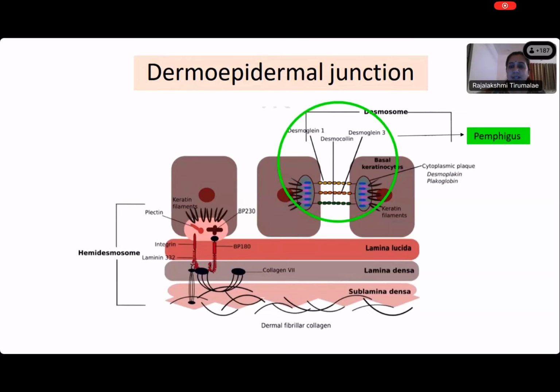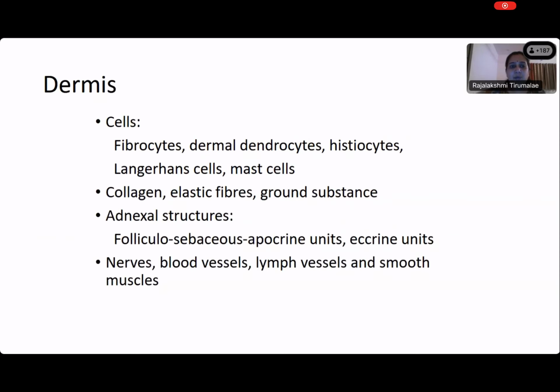So what is important for us? That is what is in between the keratinocytes, that is your desmocollins, desmogleins, the desmosomes, which are important in pemphigus, and the hemidesmosome, which plays an important role in pemphigoid. We'll understand more about this when we talk about blistering diseases and immunofluorescence. Now coming to the dermis, you have cells, you have collagen, you have adnexal structures, and then you have the nerves, blood vessels, lymph vessels, and smooth muscle. And we know that any of these structures could be affected in inflammatory dermatitis.